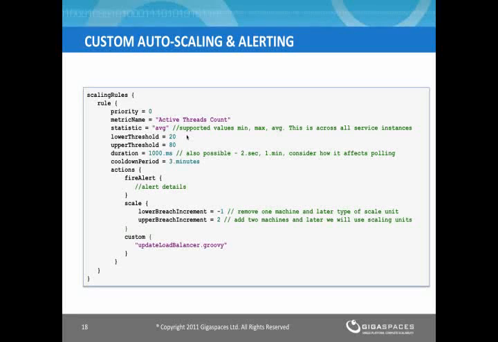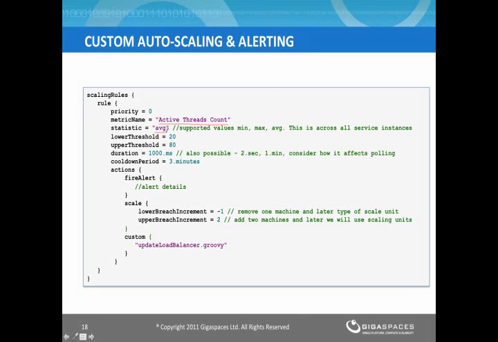So in our case here, we're seeing a scaling rule that uses the active thread count metric. We've seen it previously in the recipe configuration. So this is actually, in our case, a metric that is gathered or collected through GMX, and this is the name it's exposed by. It's using the average value for all the instances in the cluster.